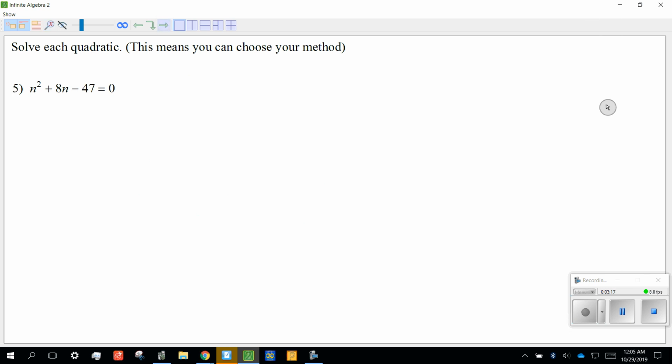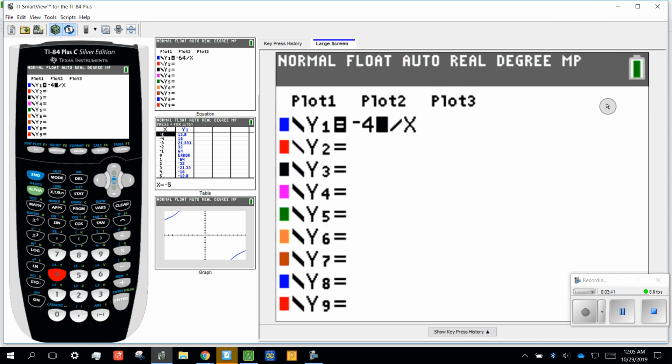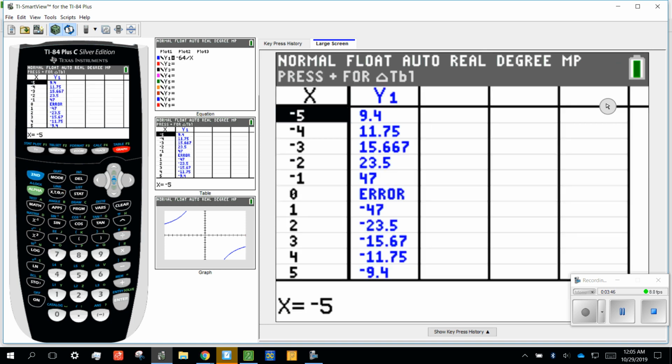Alright, let's jump now to number 5 here. Okay, let's try to factor it. You know, are there factors of negative 47 that add up to 8? Alright, well, color me skeptical. I'm not really sure that there are, but we don't have to wonder. We can just run to the calculator and do negative 47 divided by x, and let's go look for some factors. I need it to add up to 8.